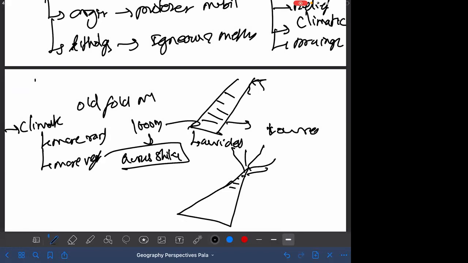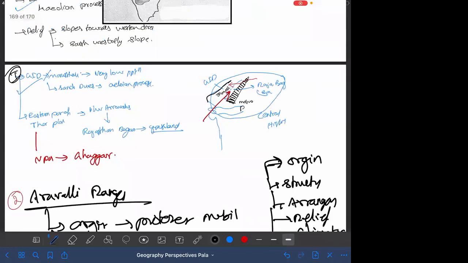Okay, again we will write a few points on Aravalli also. The central highlands regions മൊത്തം നമുക്ക് നോക്കാം. ബാക്കി regions നമുക്ക് സ്വന്തമായിട്ട് ചെയ്യാവുന്നതേ ഉള്ളൂ.